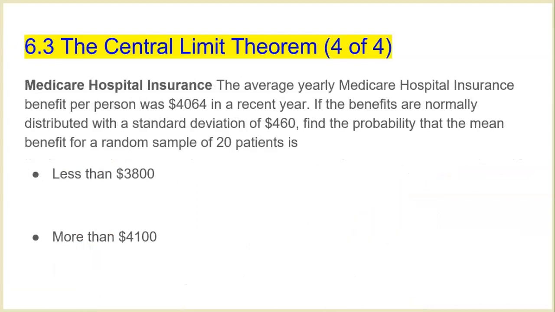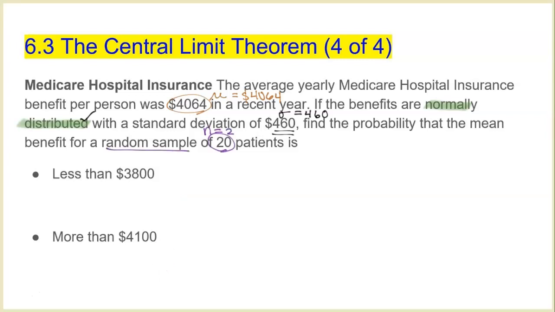All right, let's look at another example. Medicare hospital insurance. The average yearly Medicare hospital insurance benefit per person was $4,064. So that's my population mean. And it says if the benefits are normally distributed, so they're already telling us it's normally distributed, so that's good. With a standard deviation of 460, so that is my sigma. Find the probability that the mean benefit, so the average benefit for a random sample of 20 patients, is either less than 3,800 or more than 4,100.